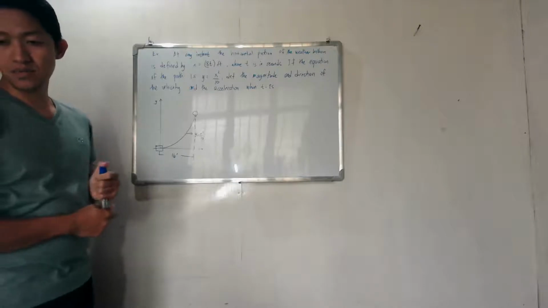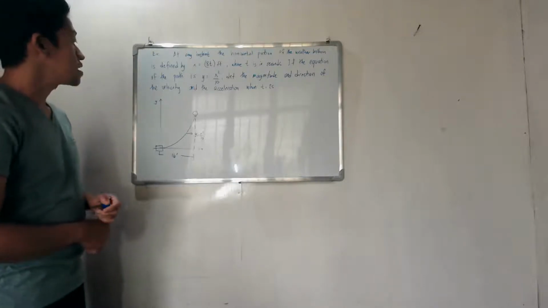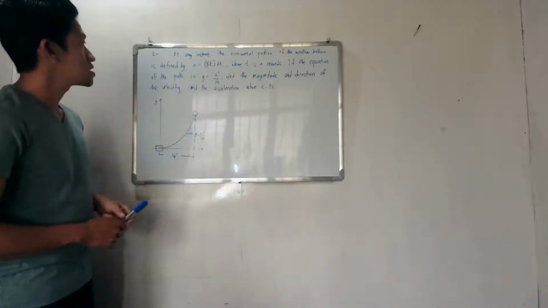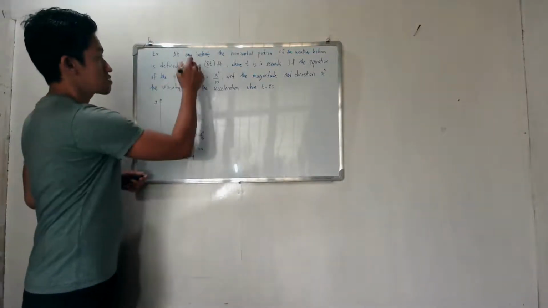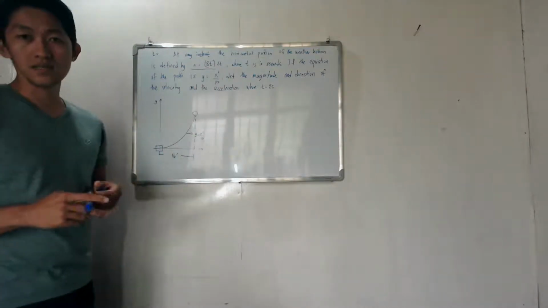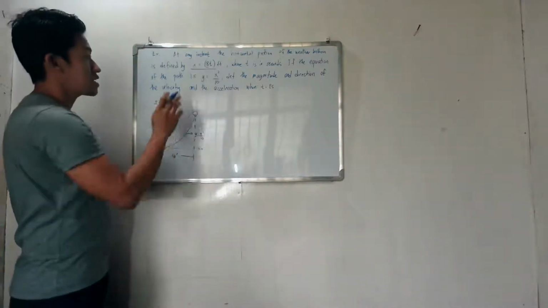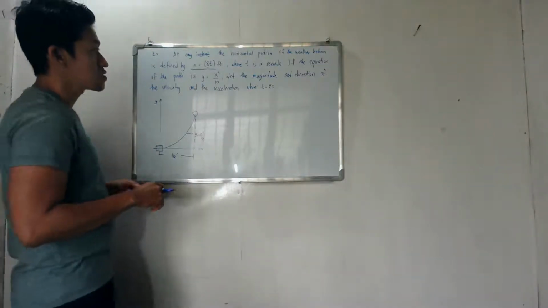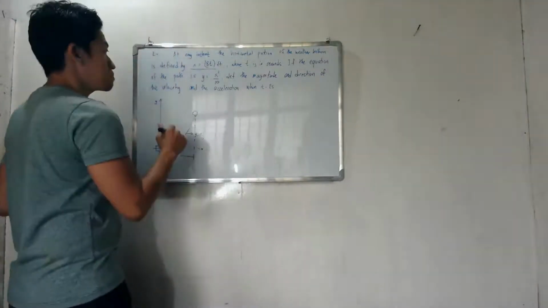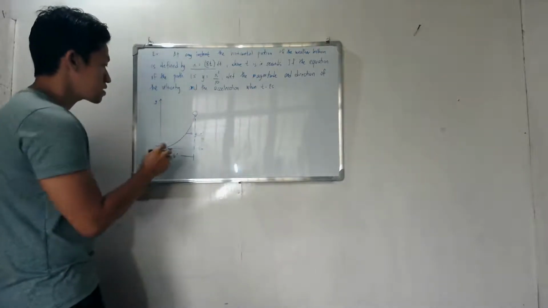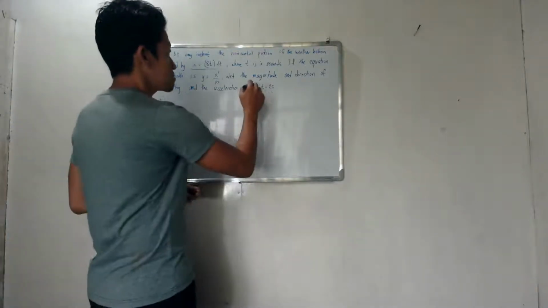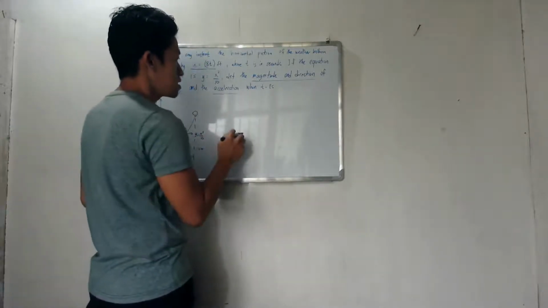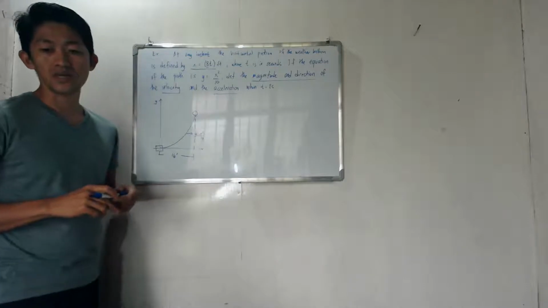This is from example 12.9. At any instant, the horizontal position of this balloon is denoted by this equation. X is equal to 8t, wherein the unit is feet, where t is in seconds. If the equation of the path is y is equal to x squared over 10, determine the magnitude and direction of the velocity and acceleration when time is equal to 2 seconds. Okay?